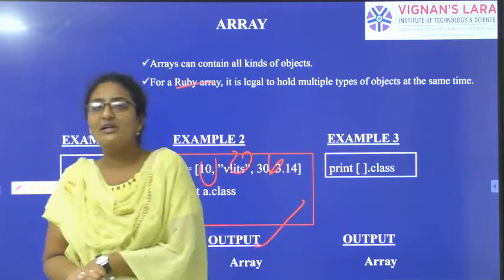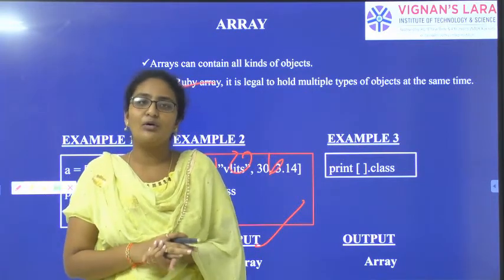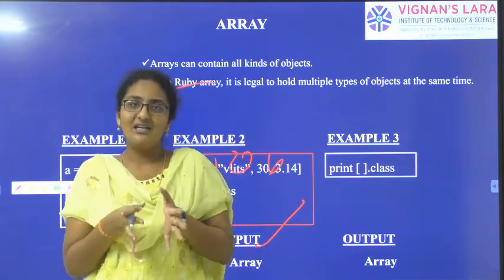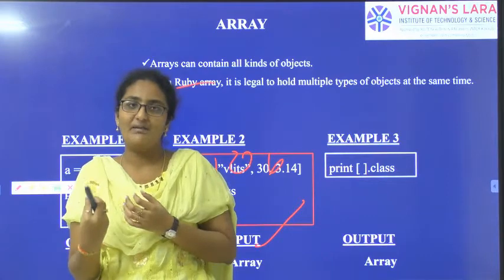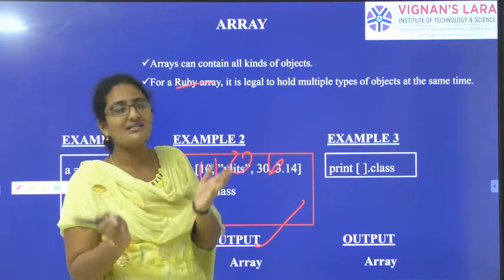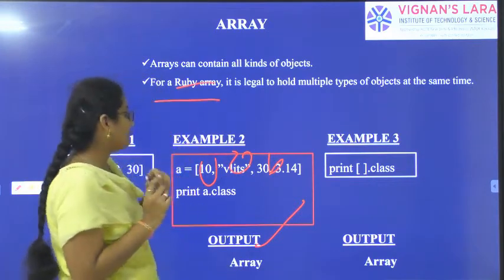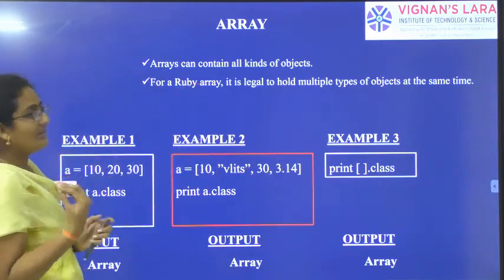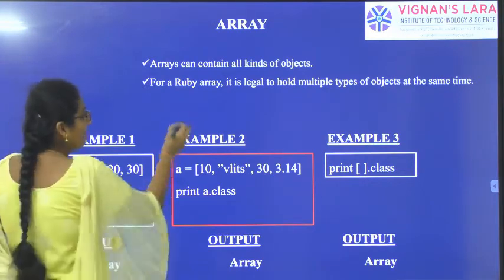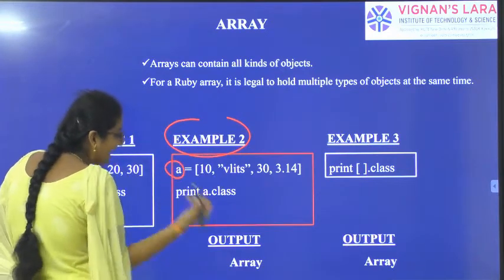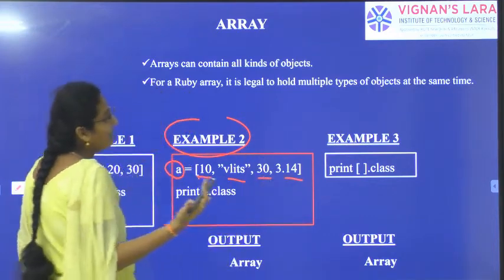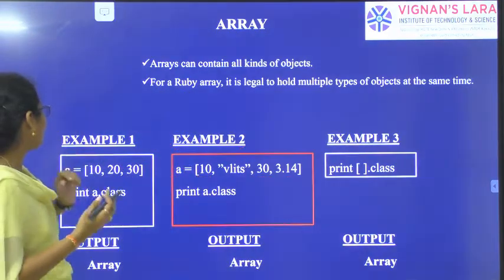So the important point you need to understand is, in any other programming language, an array is just to hold a similar type of elements. But the special case in Ruby is that holding different types of elements at the same time can also be an array. So in Ruby, it is legal to hold multiple types of objects at the same time. So this example 2 is apt for that. A is an array so that it can hold multiple types of values at the same time. It is legal in Ruby programming.